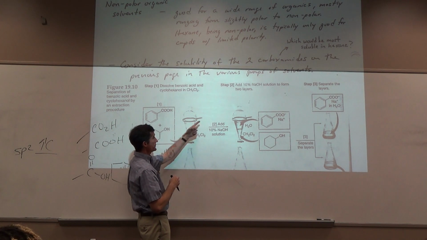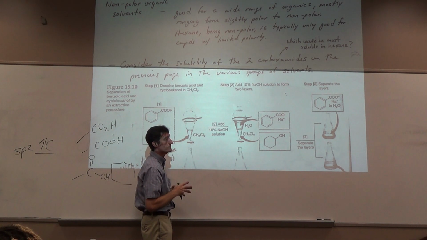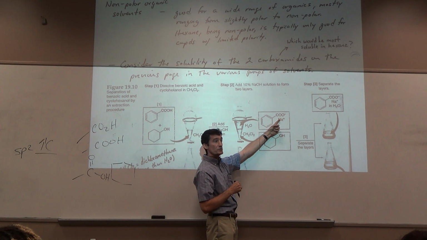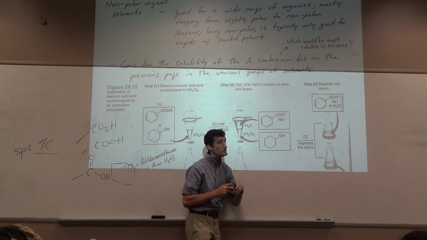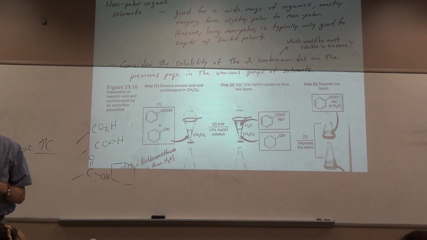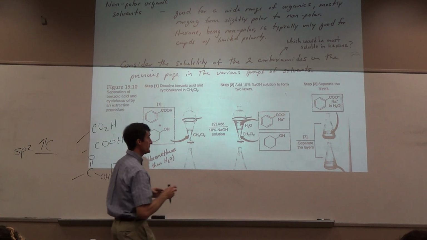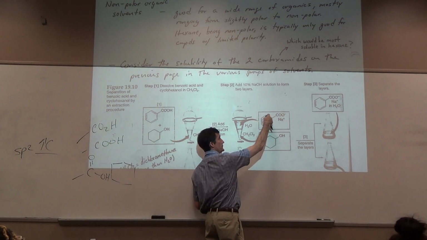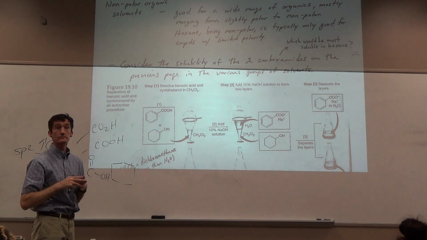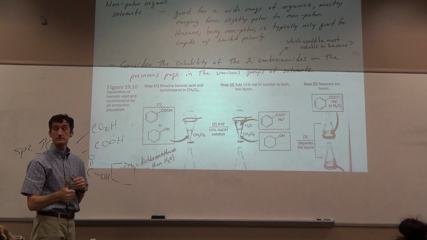Carboxylic acid will react with the base to form what? A salt. Once you get the salt form, it's going to prefer water. Ionics prefer water. There can be some exceptions to that, but for us, ionics prefer water. Even with the big hydrophobic benzene ring, still ionic. Prefers what? Water.